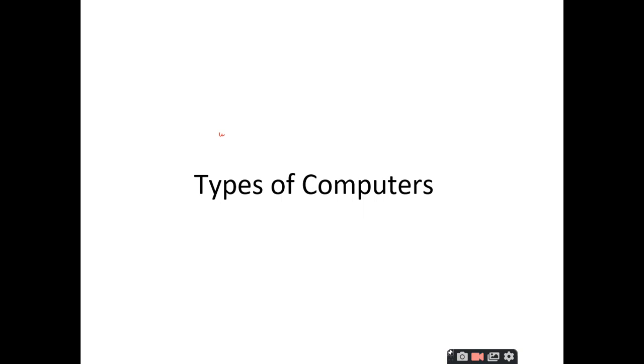In today's session, we will discuss a concept on the types of computers, and we will also see one of the important topics, which is the block diagram of a computer. So, if time permits, we will also go through the concept of various programming languages we have.